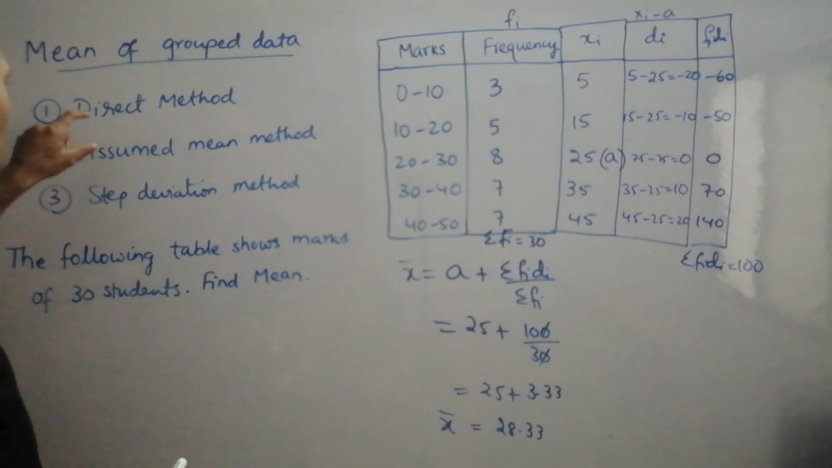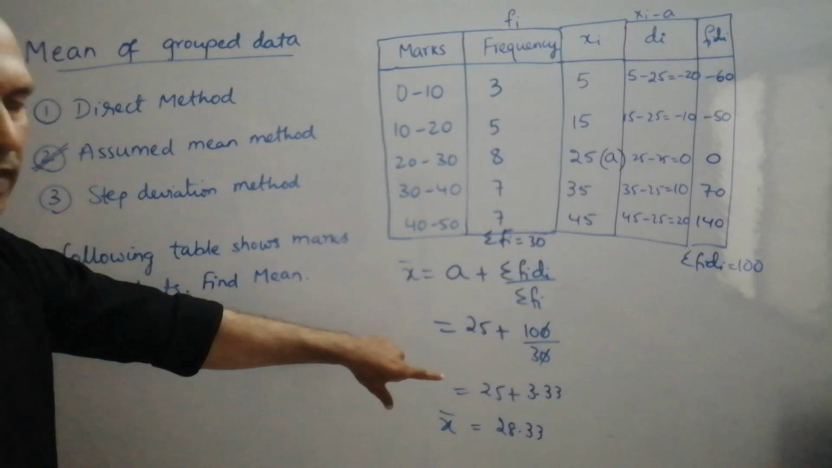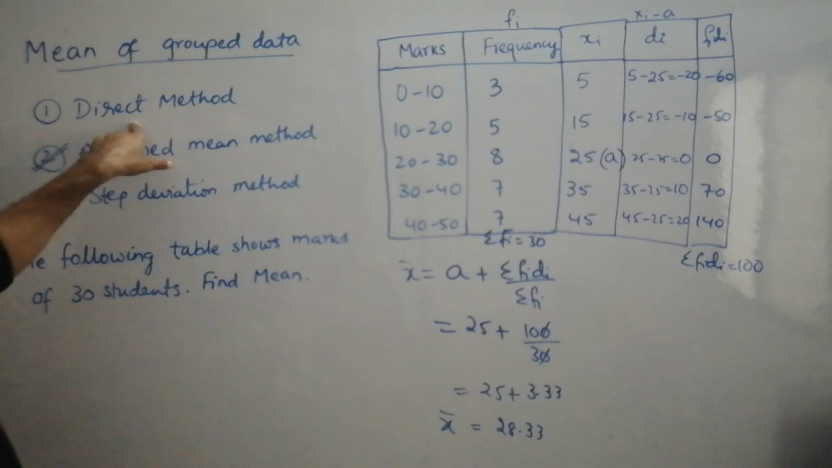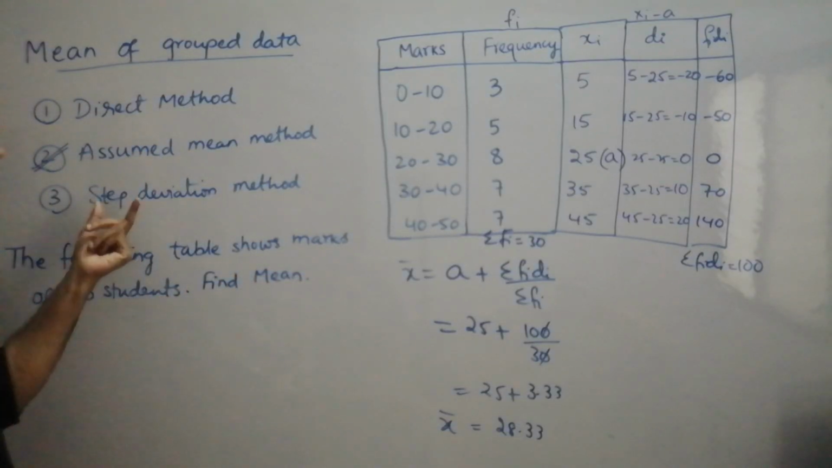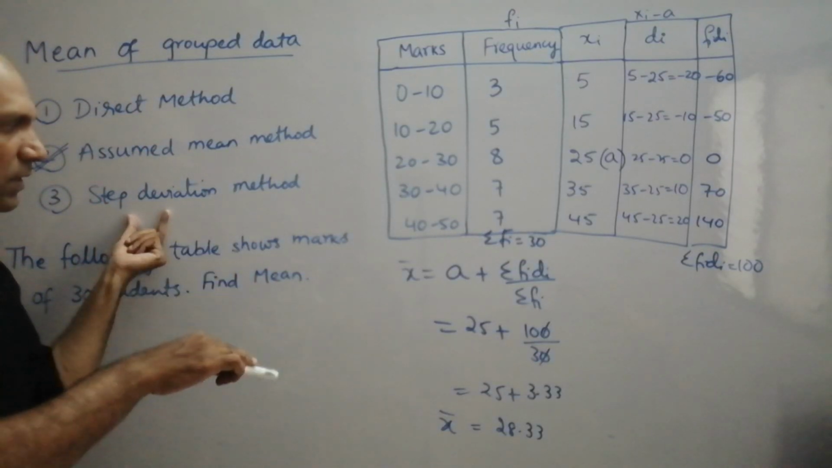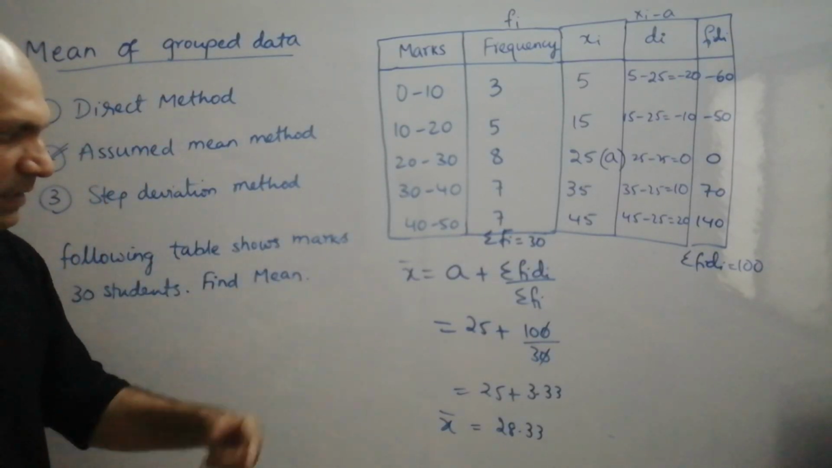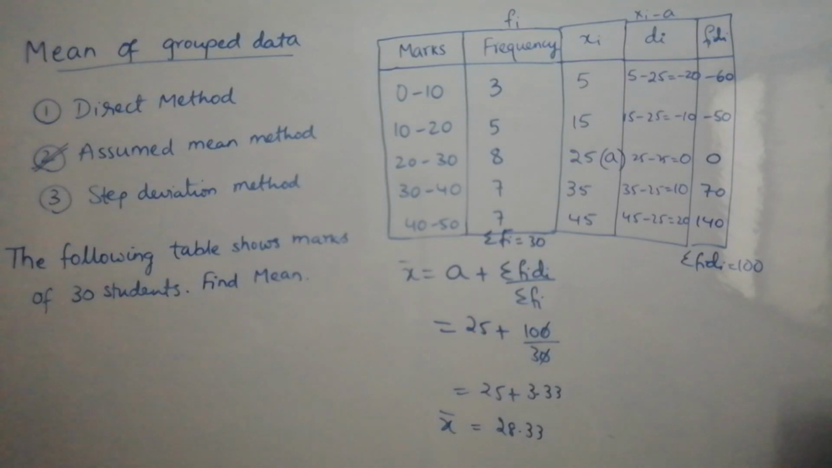In the previous video also we got the same number, 28.33, as the mean using the direct method, right? Using the assumed mean method also we get the same thing, and using step deviation, which we are going to learn in the next video, we'll get the same mean, 28.33.